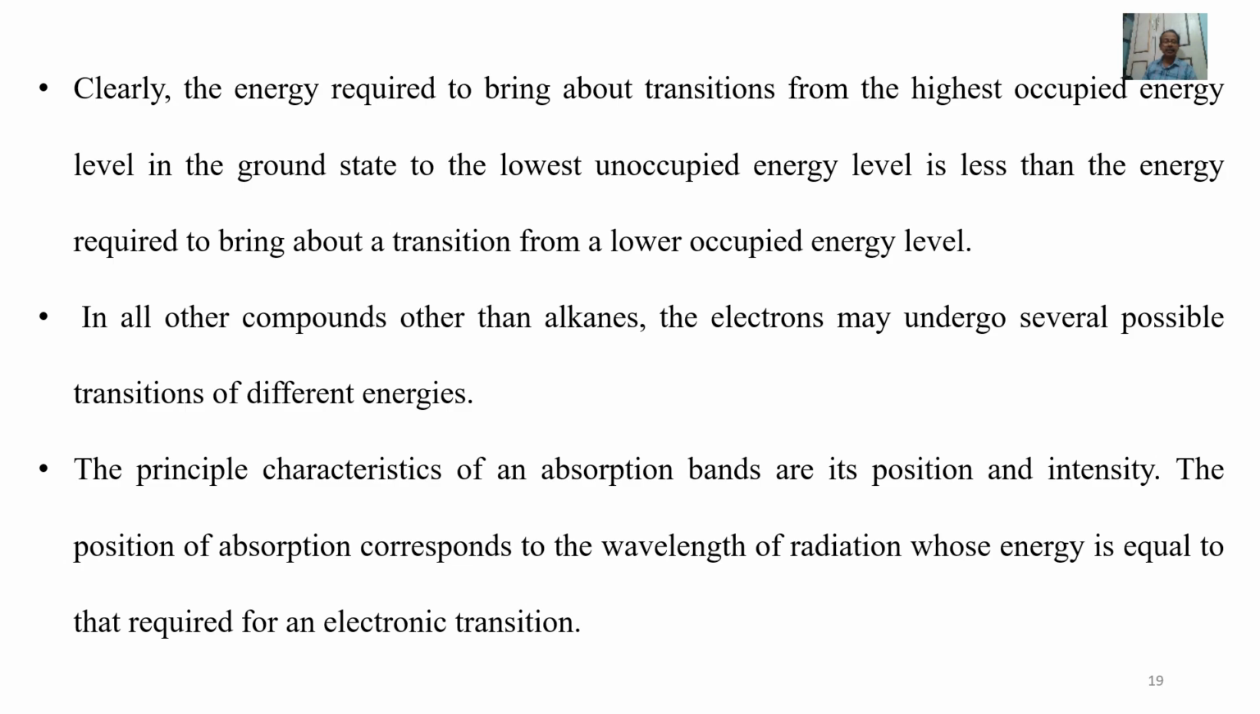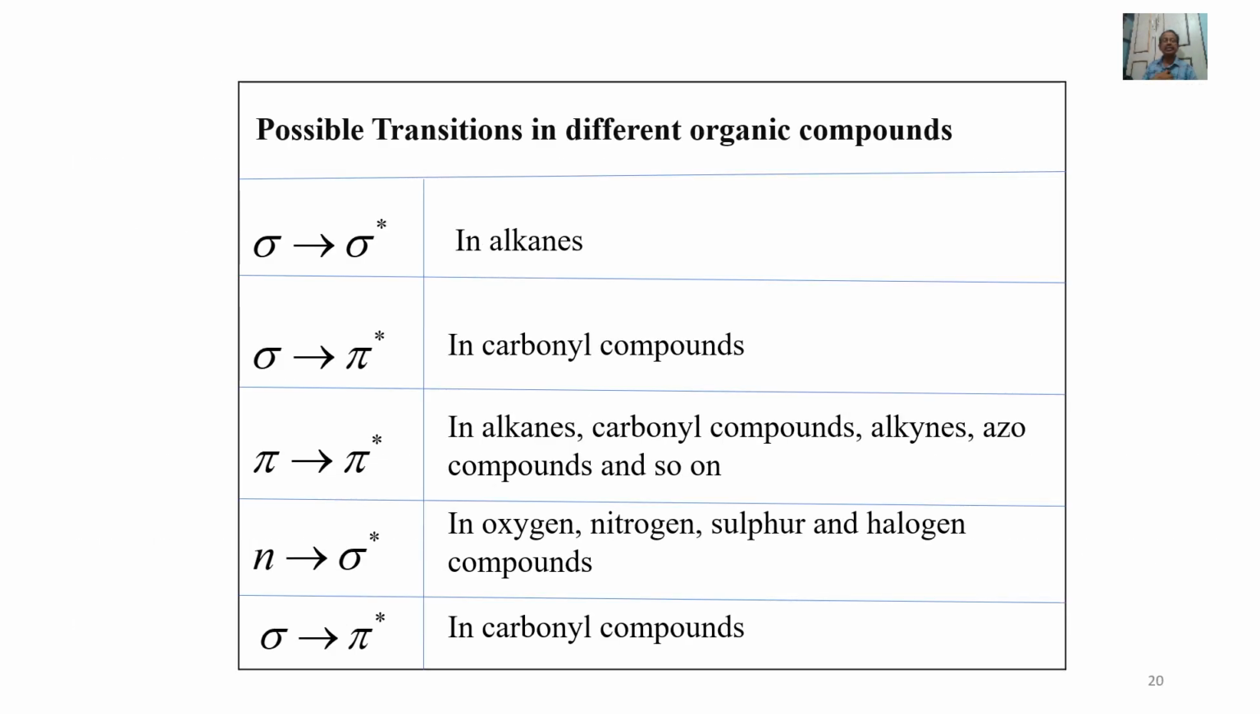The position of absorption corresponds to the wavelength of radiation whose energy is equal to that required for an electronic transition. So these are the possible transitions in different organic compounds: sigma to sigma star transition takes place in alkanes, sigma to pi star in carbonyl compounds, pi to pi star in alkenes and carbonyl compounds, n to sigma star in oxygen, nitrogen, sulfur, and halogen compounds, and n to pi star in carbonyl compounds.